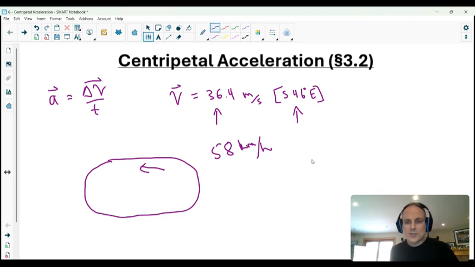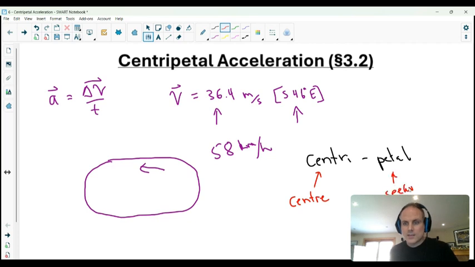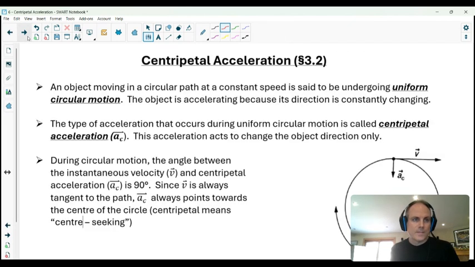Now, the name centripetal, centri and petal, has the following meaning. Centri means center, and petal means seeking. So in this case, we are talking about center-seeking acceleration. And the next lesson we're going to have is about centripetal force. Okay, let's dive in on this stuff.